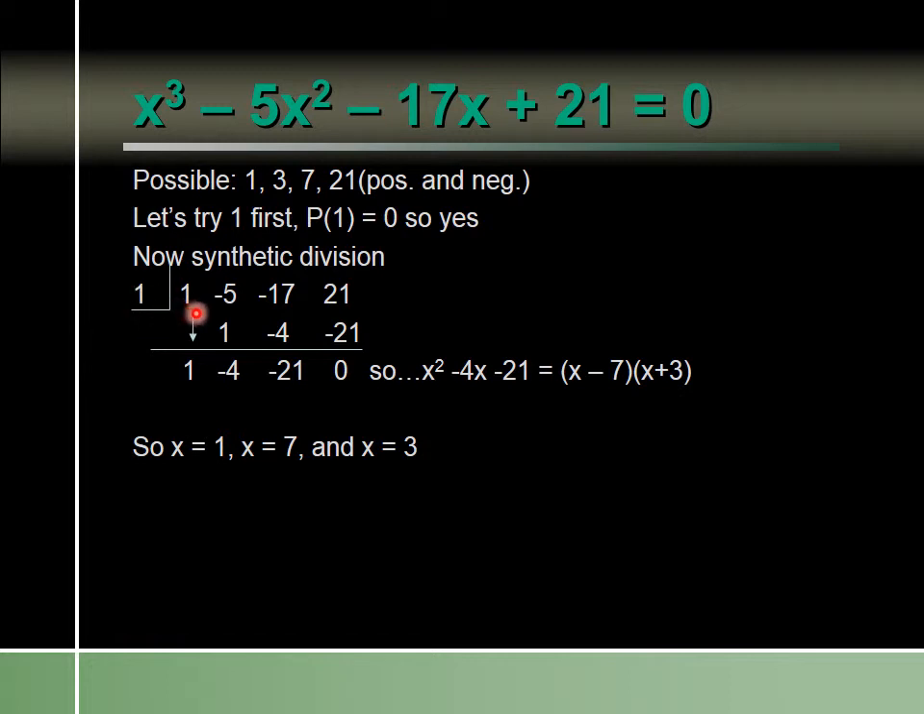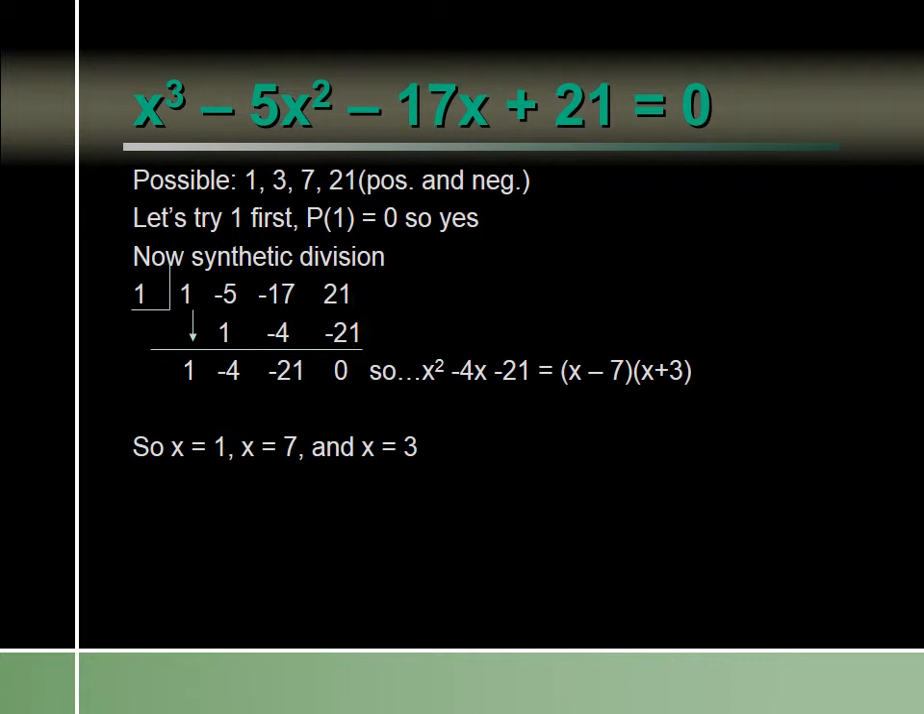And our coefficients: we start with 1, that's in front of x cubed, negative 5, which is in front of x squared, negative 17, which is in front of x, and then 21, which is our constant. Bring down the first one. 1 times 1 is 1. Negative 5 plus 1 is negative 4. 1 times negative 4 is negative 4. Negative 17 minus 4 is negative 21. 1 times negative 21 is negative 21. 21 minus 21 is 0.